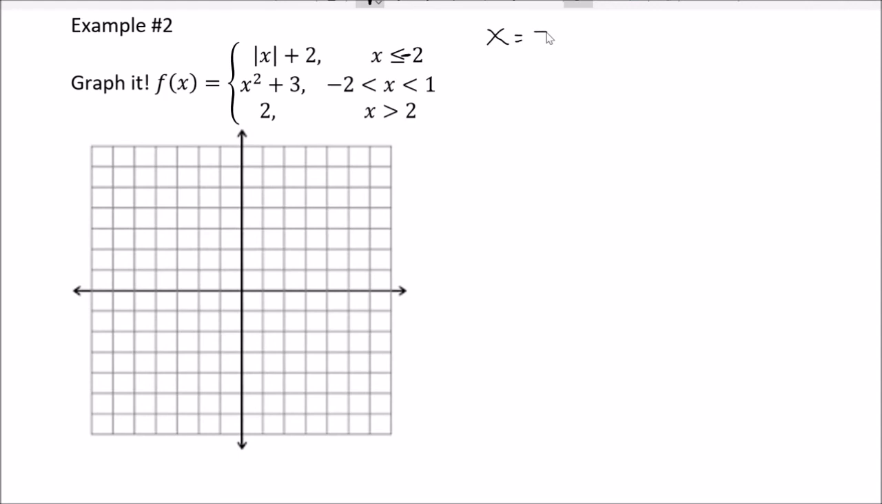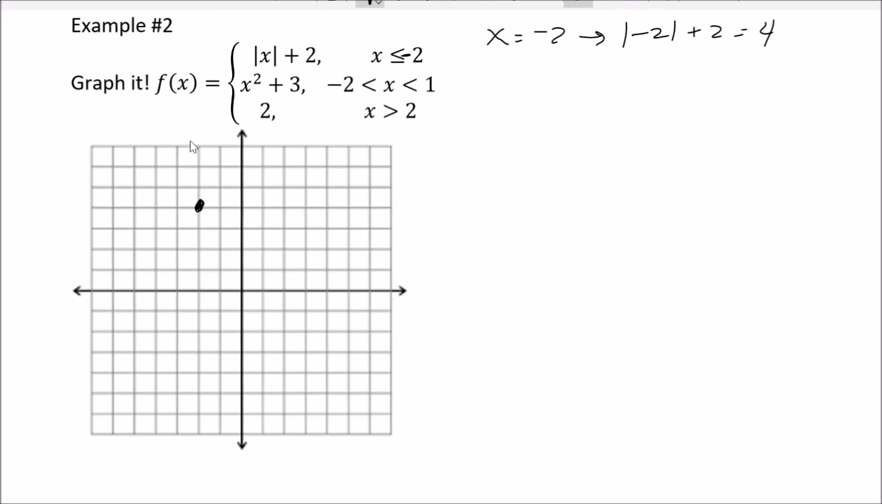I'm going to plug in a -2. And let's see what I get when I do that. I get the absolute value of -2 plus 2, which is 4. So I get -2, 4. I'm filling it in because I have an inclusive inequality. And the question is, do I know what the other points on this graph are?